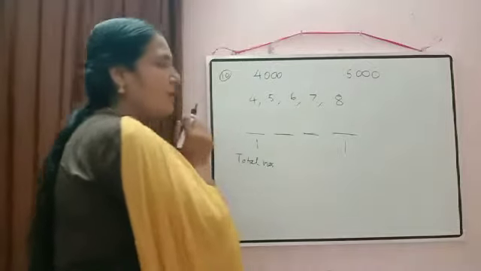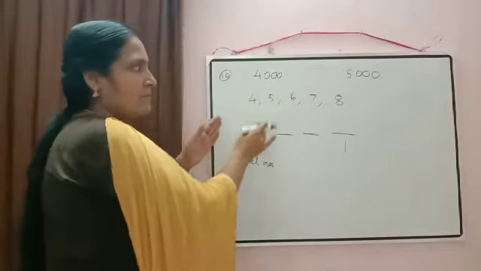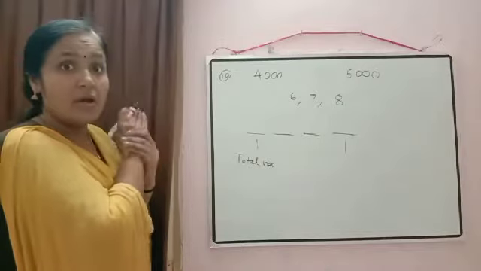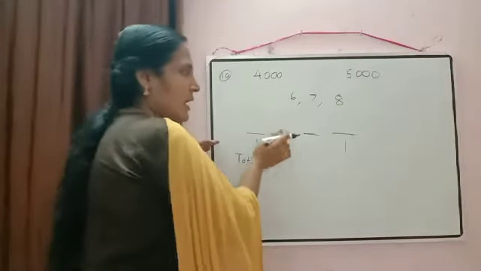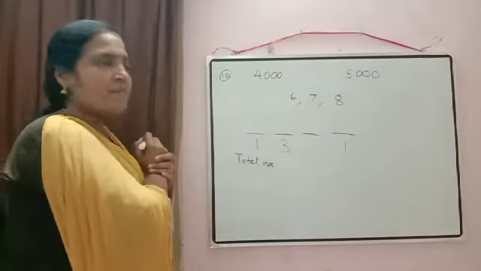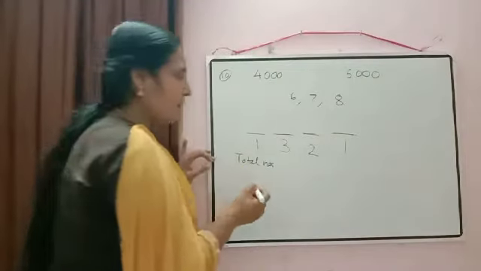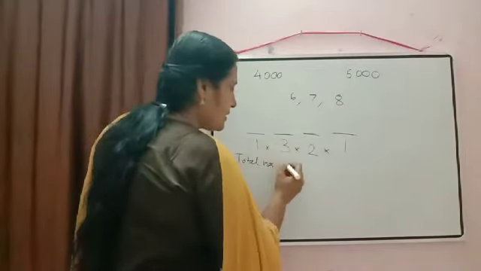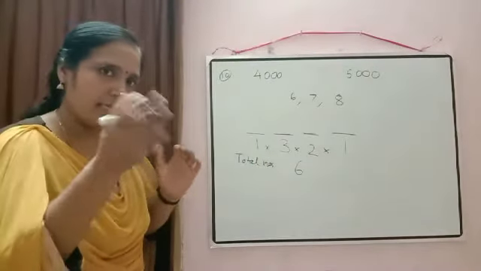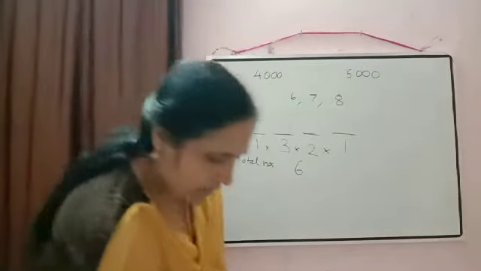So 2 places are already filled. 5 went there and 4 will come here. So 4 and 5 are removed. They cannot come now since repetition is not allowed. So for the hundreds place, 3 options are available. So it can be filled in 3 ways, and then the tens place can be filled in 2 ways. So total numbers will be equal to 3 twos are 6. So is it clear when repetition is allowed and when repetition is not allowed? How to do the question? Okay. Now next one.